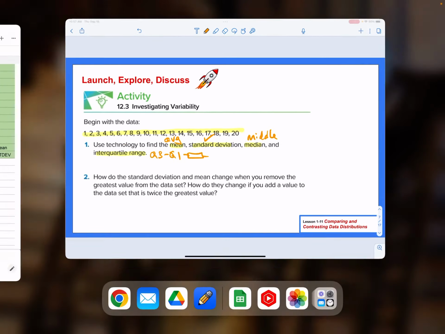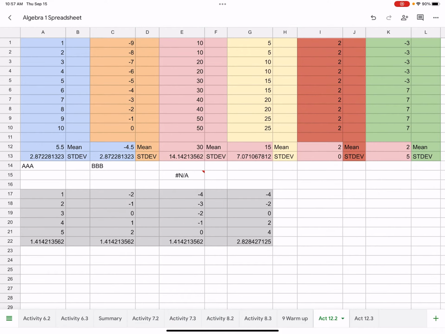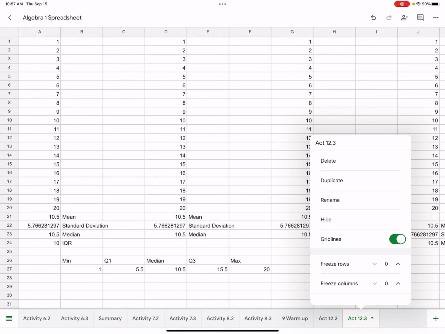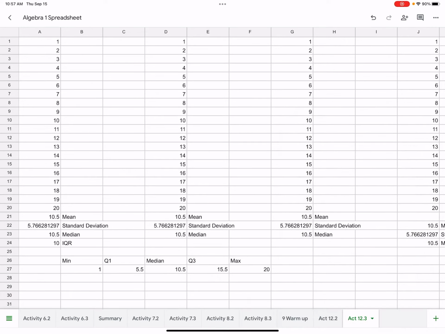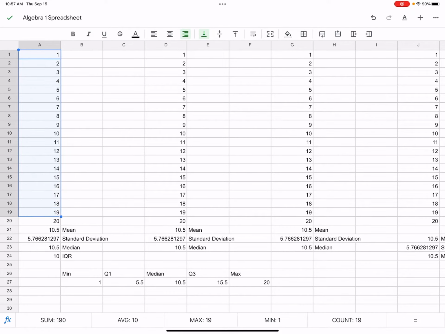So let's do that real quick because I do have a spreadsheet for that. All right, so I already had them typed in right there. Those are the values that are in our list, right? 1, 2, all the way to 20.